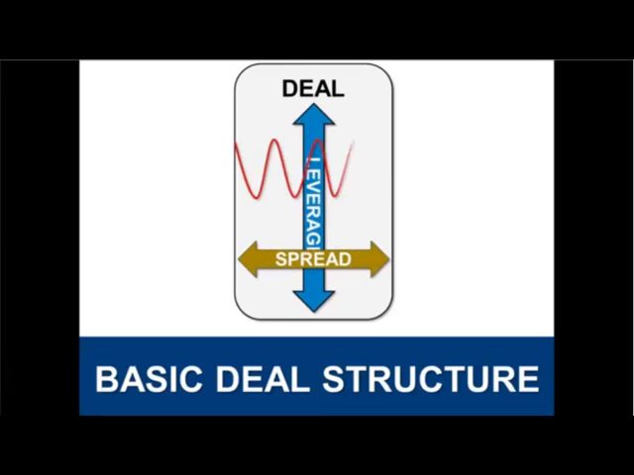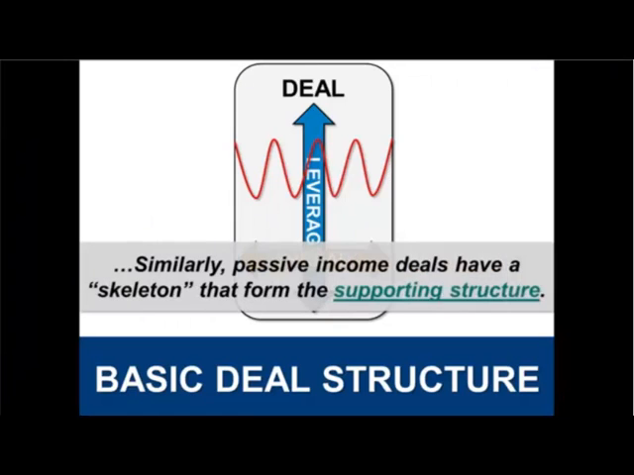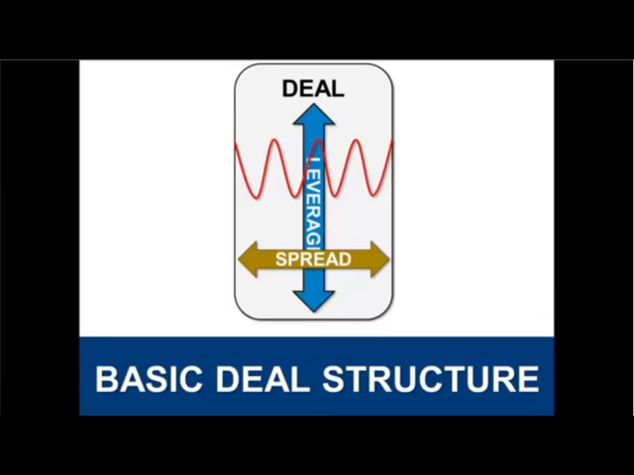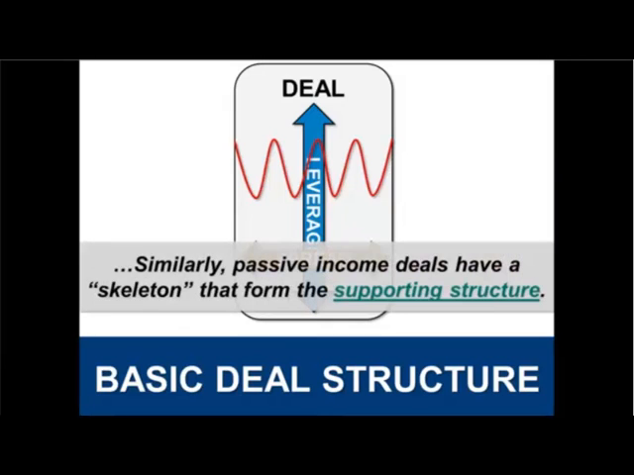That's our skeleton. So similar to our bodies, or really any organism that has a skeleton, every single passive income deal has a skeleton. It has a supporting structure for that passive income deal, which is the same for every single passive income deal. And the components of that deal structure, of that supporting skeleton for every passive income deal, if you see on the screen, every deal has leverage, every deal has a spread, and the red squiggly line you see going across the middle is income and income volatility.